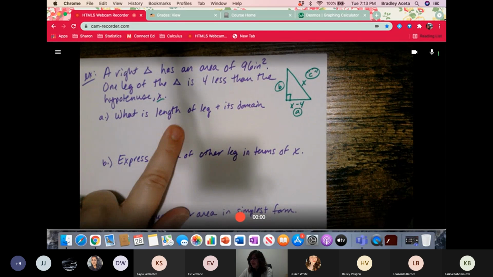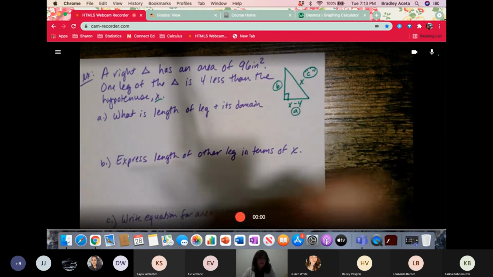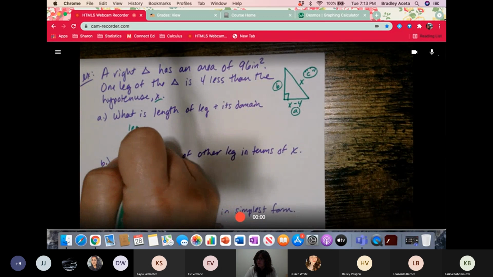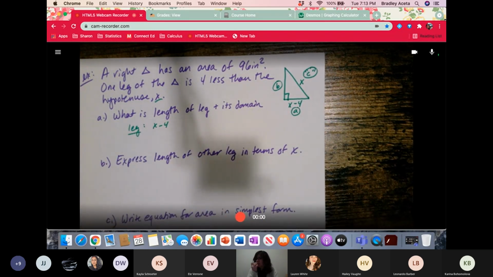Let's do part A. What is the length of the leg and what is its domain? We just found the length of the leg. The leg is x minus 4. That's its length. Okay.